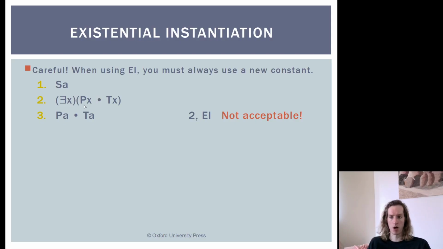The thing that has properties P and T at the same time could be something else. So in order to be careful about that, whenever we use existential instantiation, we always have to use a new constant that hasn't been used before.